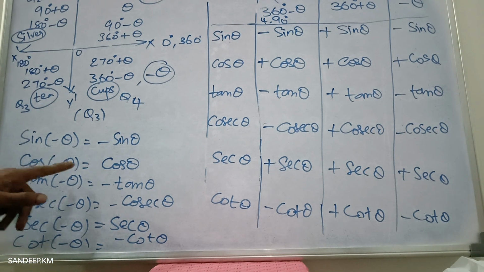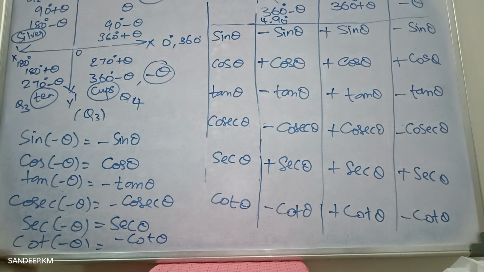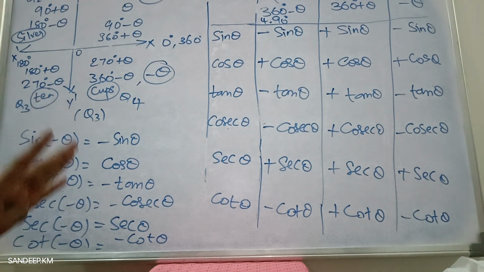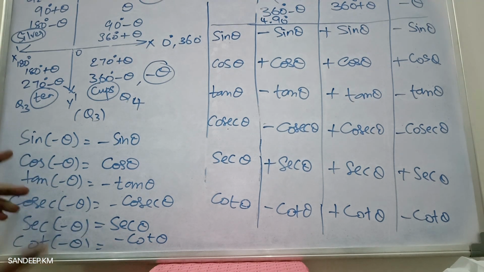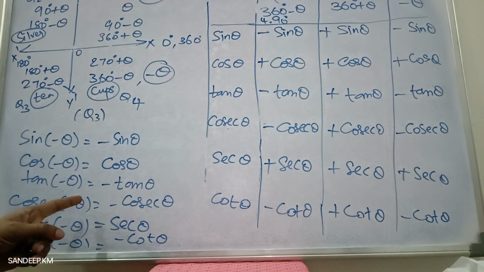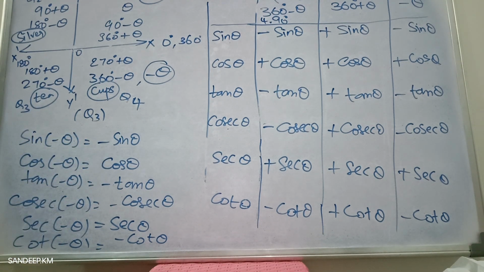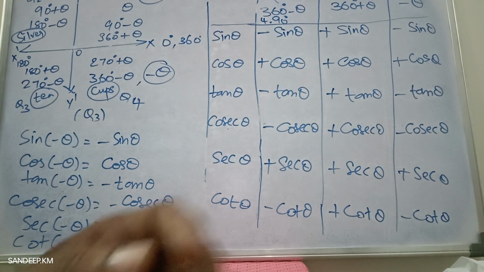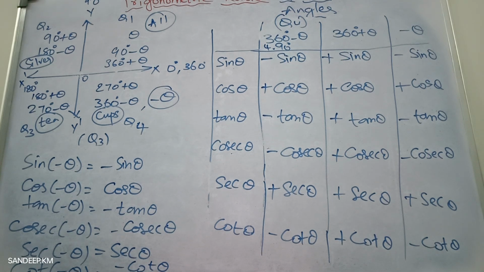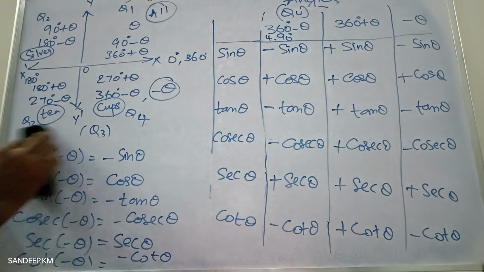Why are only cos and sec positive and the remaining negative? Because minus theta is an angle in the fourth quadrant. That is the reason. So remember, cos of minus theta is plus cos theta, secant of minus theta is plus sec theta, and the remaining trigonometric ratios become negative. Okay, so fine. Let us discuss trigonometric ratios of coterminal angles.